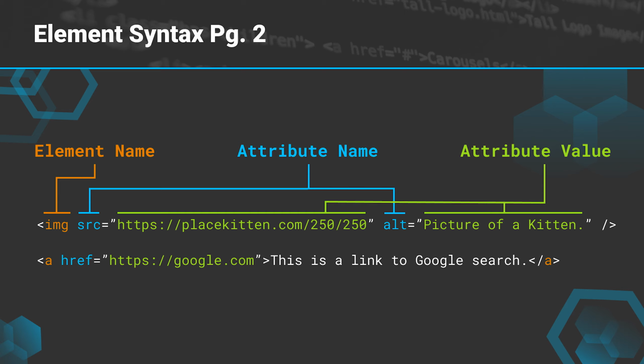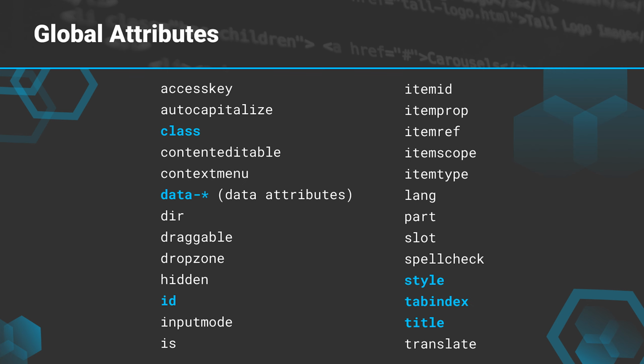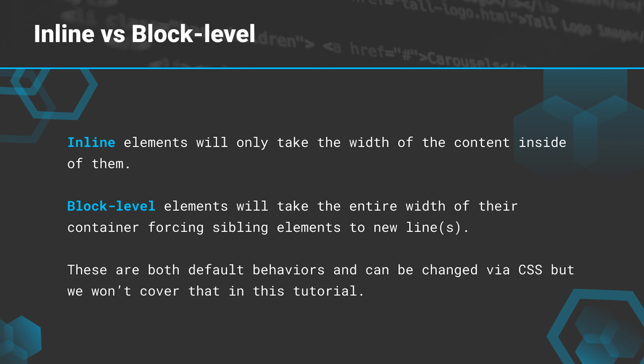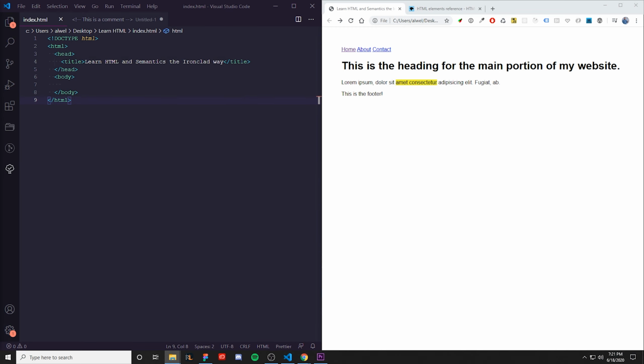We write attributes by the attribute name followed by the value it equals. All elements have access to the list of global attributes, and some elements have additional attributes specific to that element. Elements will either be an inline or block level element regarding the document's flow. Finally, we learned that being semantic means using elements that give context to the content that's inside of them.